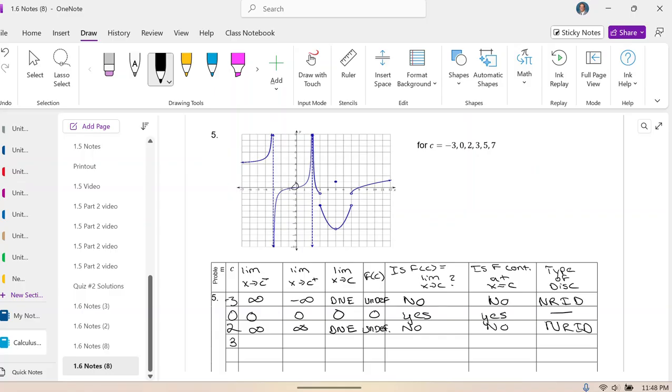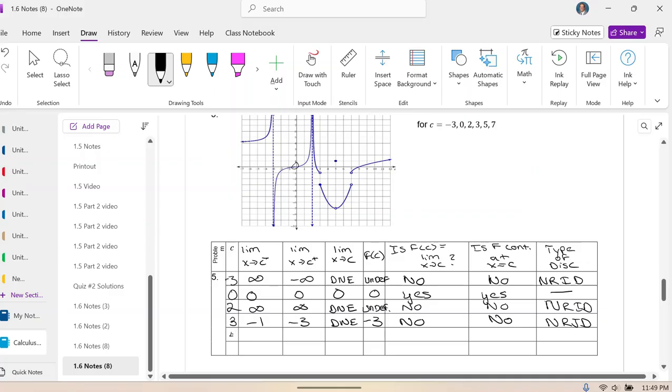So 3 is over here. From the left, it goes to -1. From the right, it goes to -3. The limit does not exist. The function value is -3. It's no, no. And this is a jump. Because the reason the limit doesn't exist is because the left and right-hand limits are not the same.